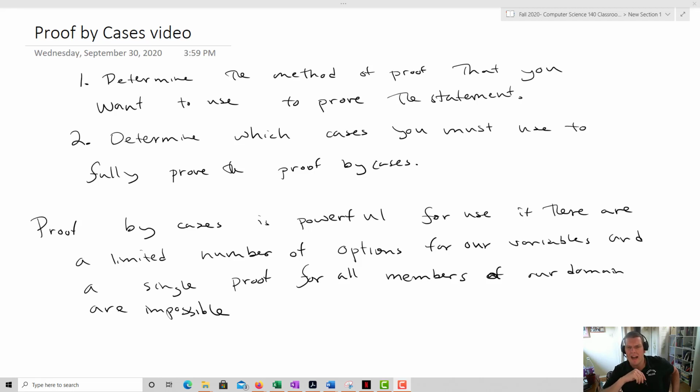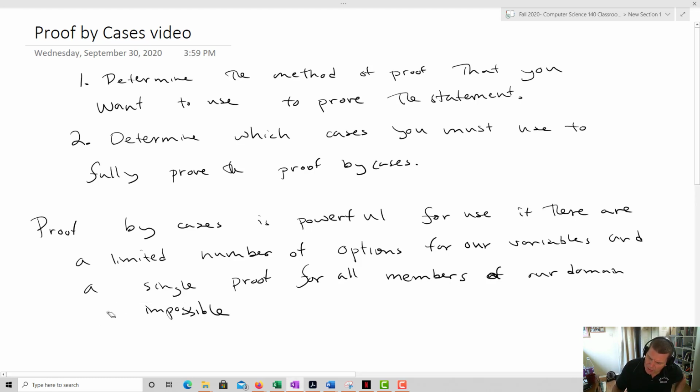So what we're going to be looking at now is what's called proof by cases. When we do proof by cases, we want to determine the method of proof that we want to use to prove a statement, and then determine which cases we must use to fully prove by cases. We use proof by cases because it's powerful if there are a limited number of options for our variables, and a single proof for all members of our domain is impossible, okay?